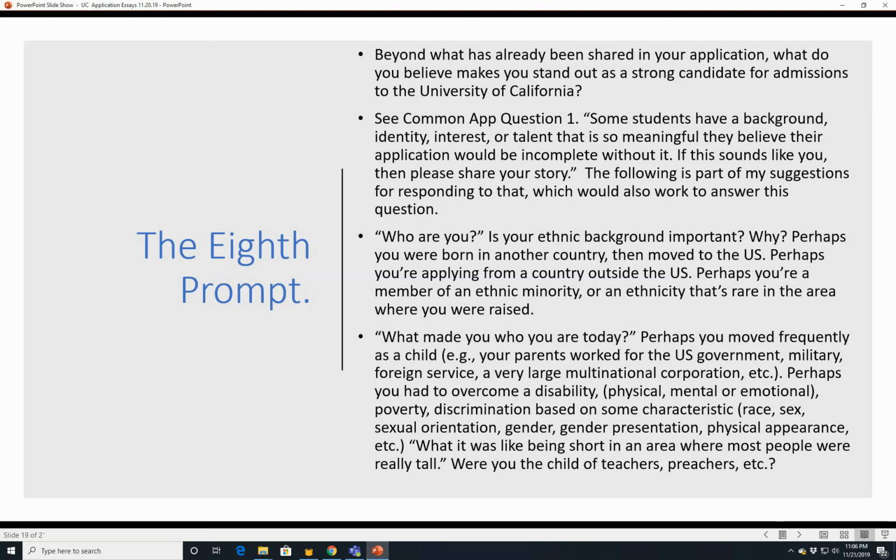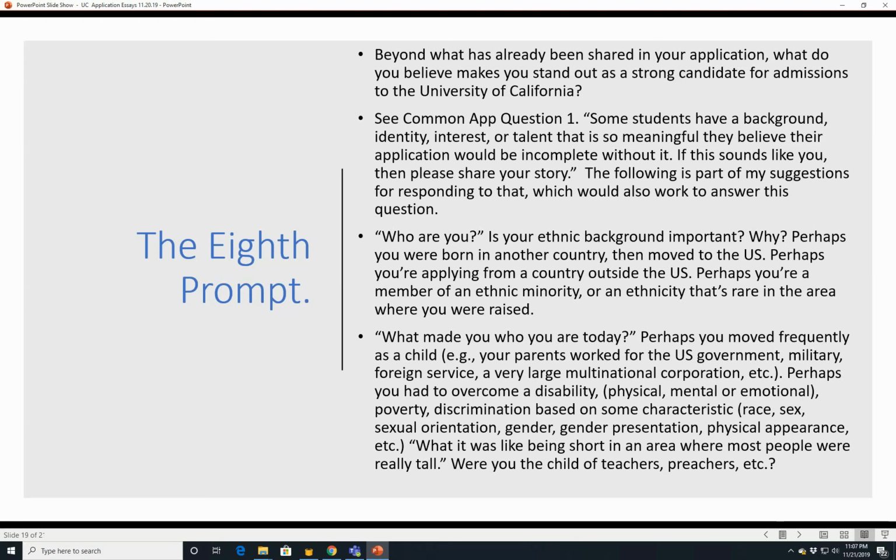Who are you? Is your ethnic background important? Were you born in another country and did you move to the U.S.? Are you applying from a country outside the U.S.? Maybe you're a member of an ethnic minority or an ethnicity that's rare in the area where you were raised, so your experiences have been very different from those in the majority, even though you grew up in the same area. That would be an interesting perspective you could bring to a UC school.